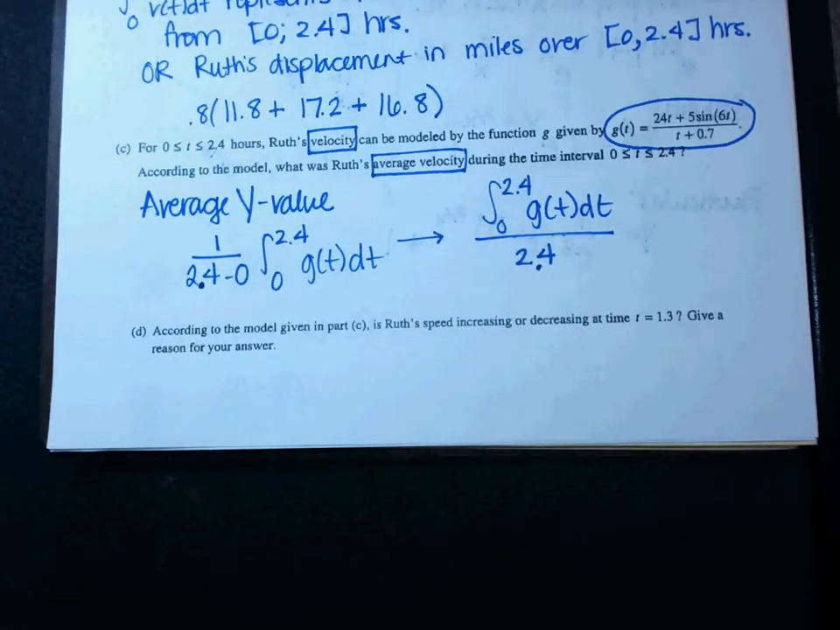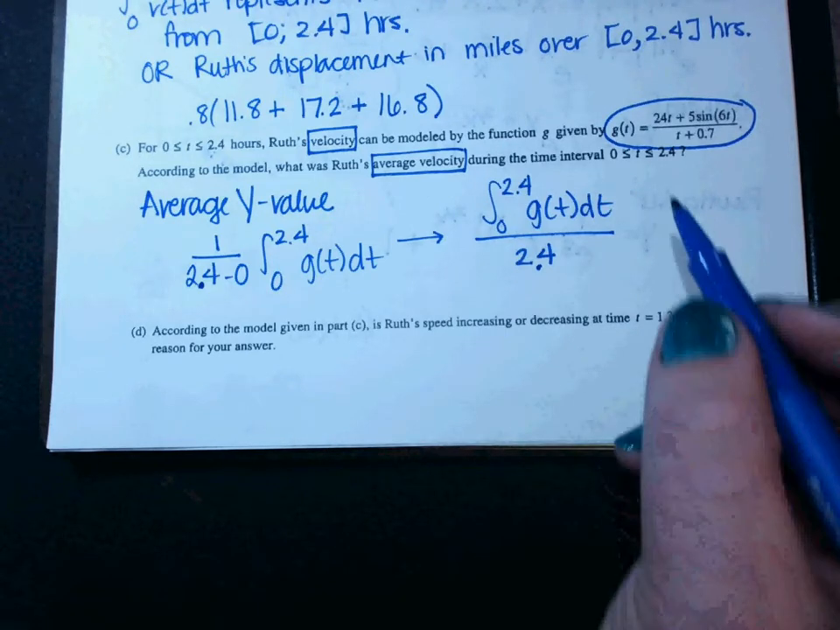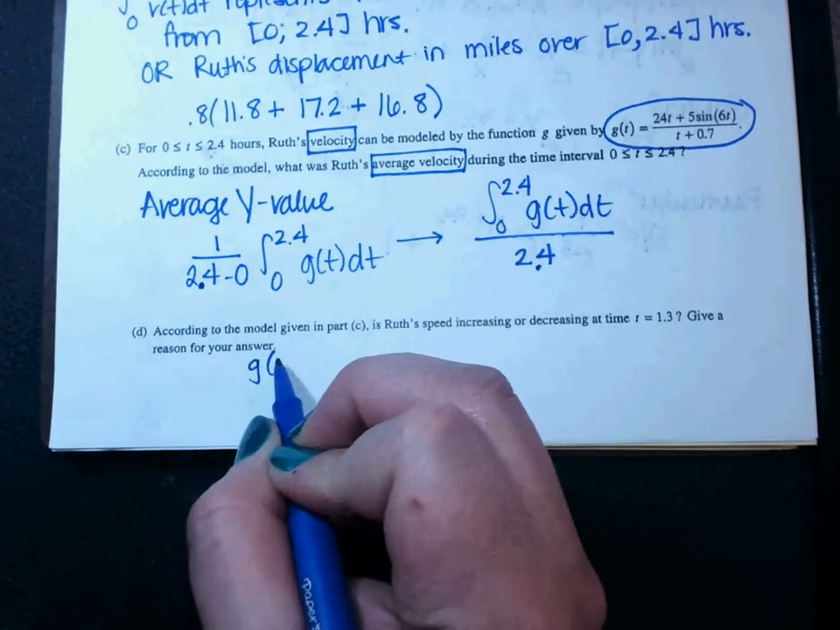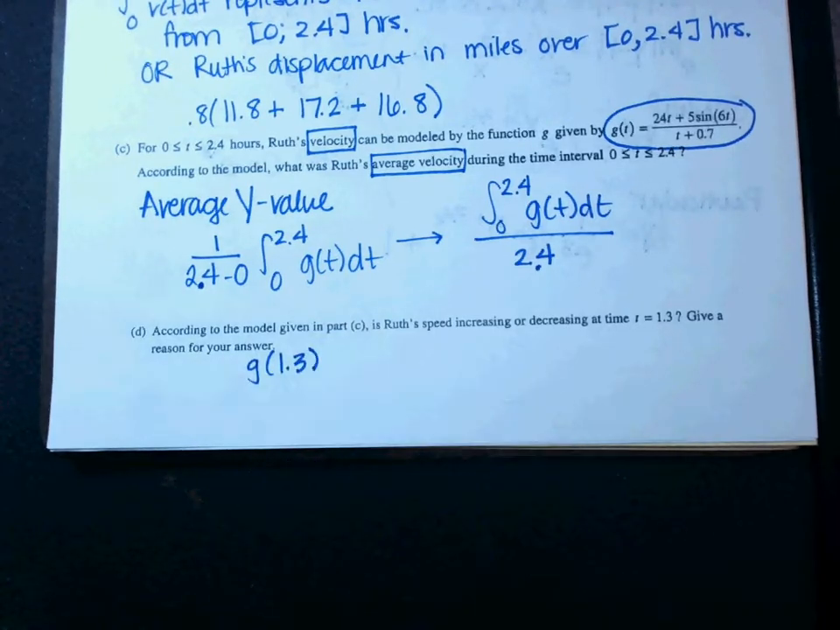Alright, last part. Part D, according to the model in part C, is Ruth's speed increasing or decreasing at 1.3? How do you find if her speed is increasing or decreasing? Wouldn't you put it in the calculator? Yeah, okay, pretend it's in the calculator. So you would put 1.3 in for t. Okay, so I'd find g of 1.3. Yeah. Okay. And you do it from 0 to 2.4.